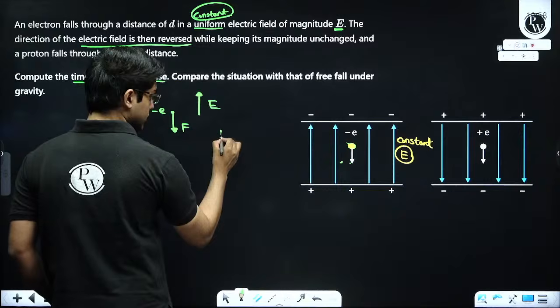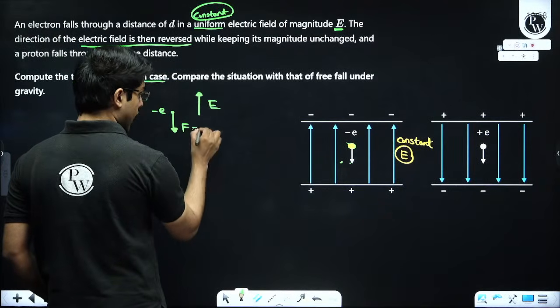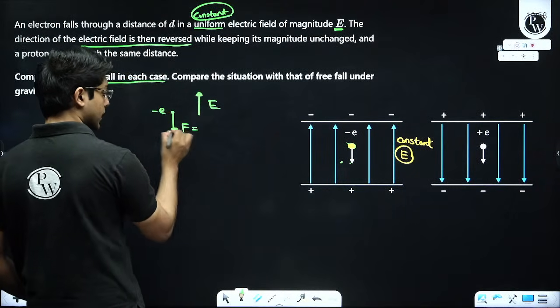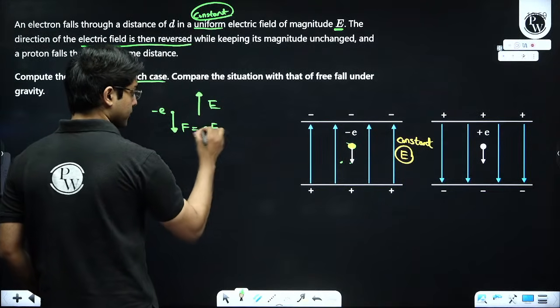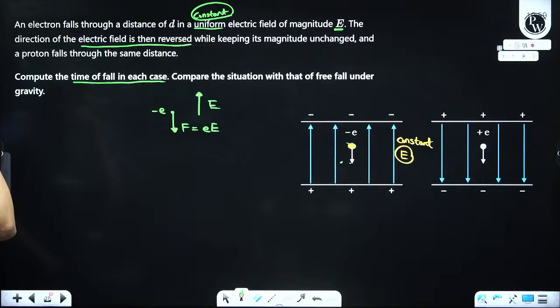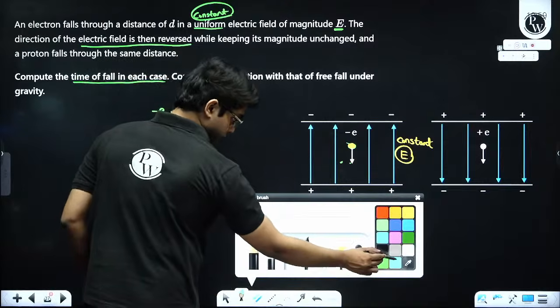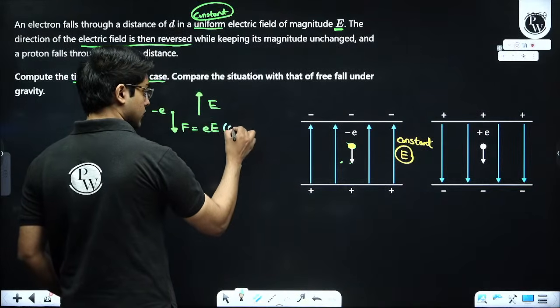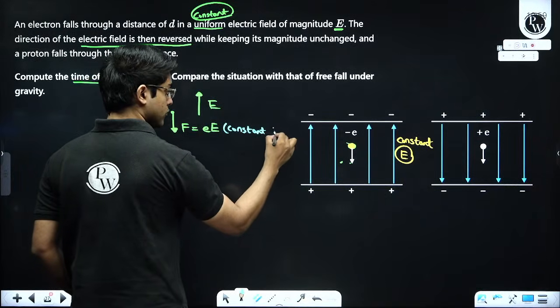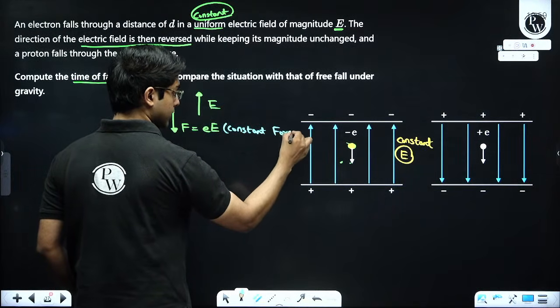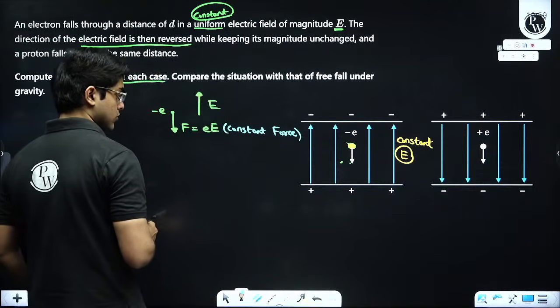This force is given by the charge times the electric field. The charge on the electron is small e, and the electric field is capital E. That will give us the force on the electron. Also notice that this is a constant force, because the electric field is constant.